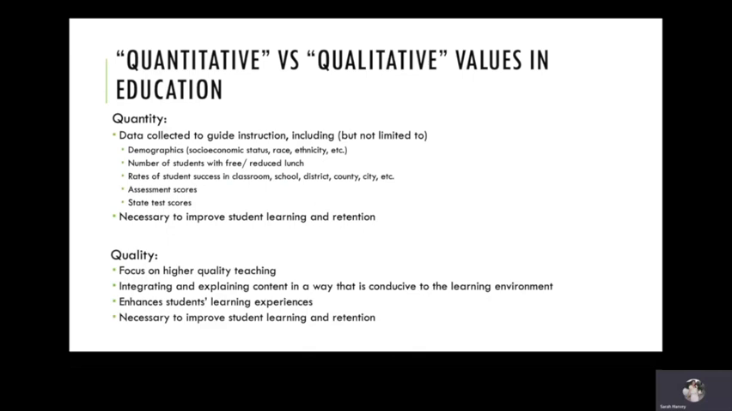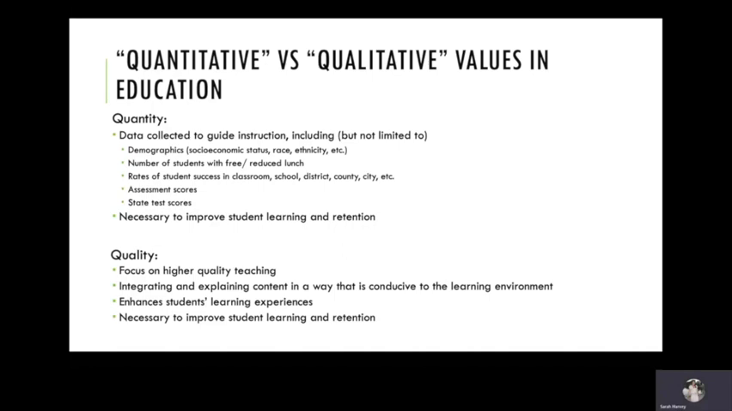To begin with, we're going to talk about what quantitative values are versus qualitative values in the educational setting. An example of a quantitative value would be data that is collected to guide instruction. Some of those examples of data can include demographics, so socioeconomic status, race, ethnicity, those kinds of things. We also have number of students with free and reduced lunch, which falls under the category of socioeconomic status. We have rates of student success in classrooms, school, district, county, city, state, etc. We have assessment scores and state testing scores.